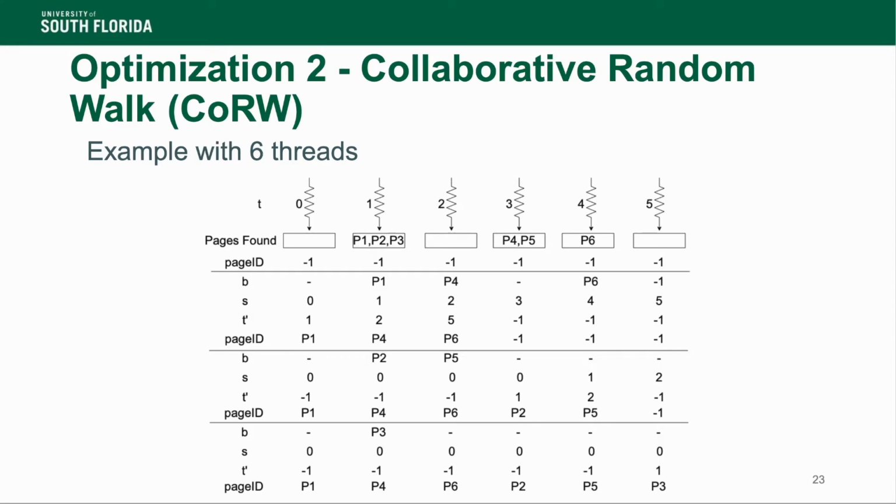And here's the example of 6 threads sharing their request. So since thread 1, 2, and 4 found 6 pages together, we can serve all requests in one round. Without CORW, thread 0, 3, 5 will have to access the bitmap again.